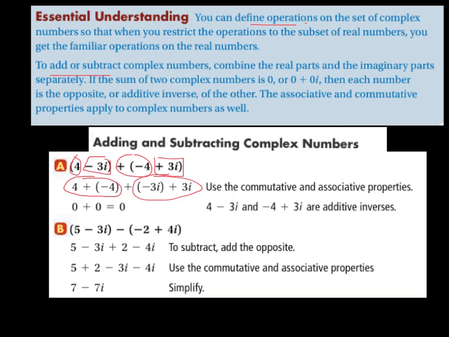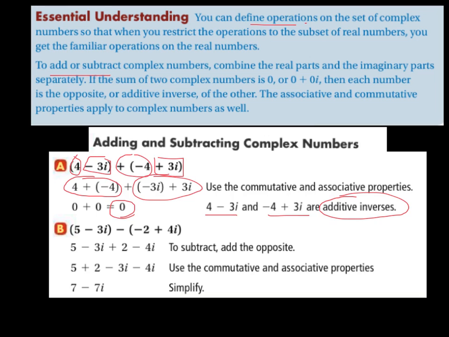Well, 4 and -4 is 0. -3i plus 3i would also be 0, so the whole thing turns out to be just 0. What that tells us is that 4 minus 3i and -4 plus 3i are what we call additive inverses, because when I add them together, they zero out.